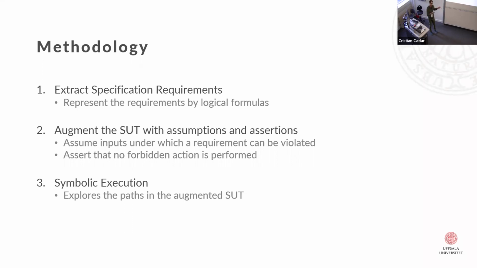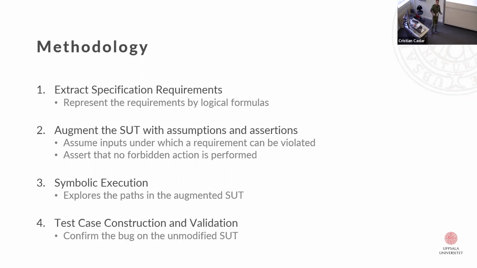In this step, a symbolic execution tool explores the paths in the SUT's code, actually the augmented SUT's code, because we've already augmented it. And it looks for assertion violations, crashes, memory bugs, and so on. For the concrete test cases that expose an assertion violation or any other type of bug, we construct test cases, which we run against the unmodified SUT to validate that this bug really exists and it's not due to our modification to the SUT.